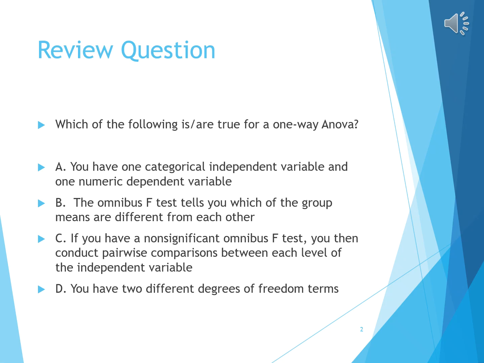One of the degrees of freedom is going to tell you the number of levels you have for the independent variable minus 1. The other degrees of freedom term, the degrees of freedom within, is going to be the total number of people in your study minus the number of levels, essentially, from your independent variable. So degrees of freedom between is number of levels minus 1. Degrees of freedom within is number of people in your study minus number of levels. All right.